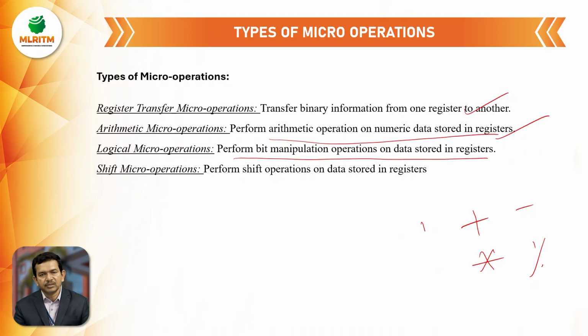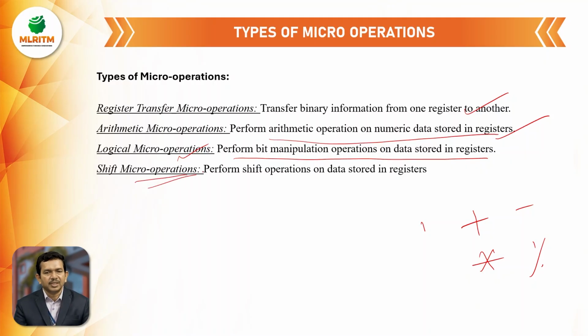Next, logical micro operations perform the bit manipulation operations. Logical operations means AND, OR, XOR, NOR, different types of operations. All these AND, OR, XOR operations are considered as logical micro operations. These logical micro operations are also performed on the data stored in the registers.